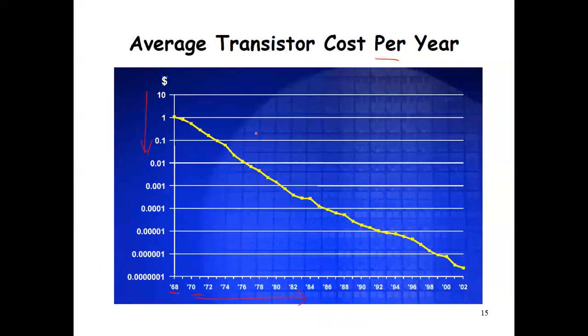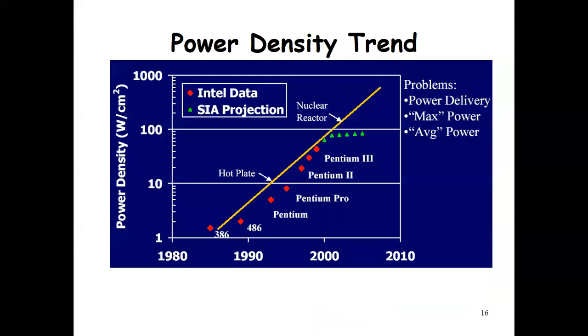Similarly, this diagram shows the cost. The cost of a transistor in 1968 is close to $1, whereas in 1974 it is close to $0.1, and so on. So the transistor cost is also decreasing at a greater rate. Okay, right? But what about the power consumption? Actually, the power consumption is increasing.